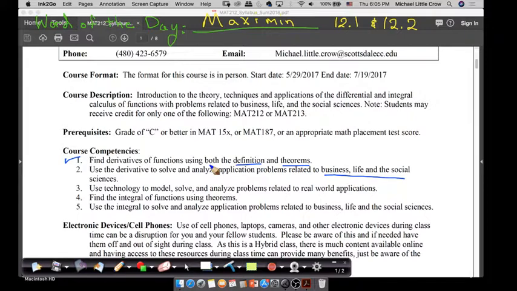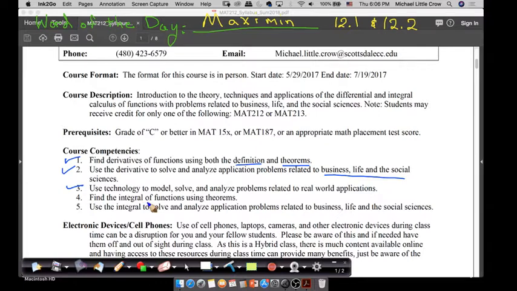Do you remember? I think there were a few cost, revenue, and profit type problems. So that's a business application. After tonight especially, we could check that one off. So we did that. Use technology to model and solve. We've been using graphing calculators, haven't we? That's technology as a tool to do all of this stuff.